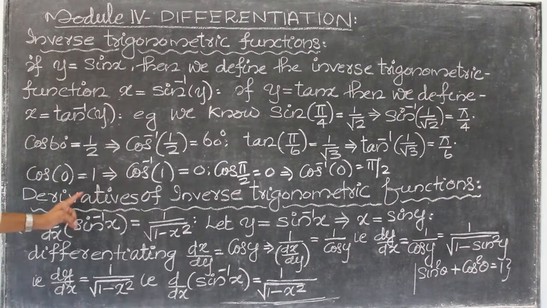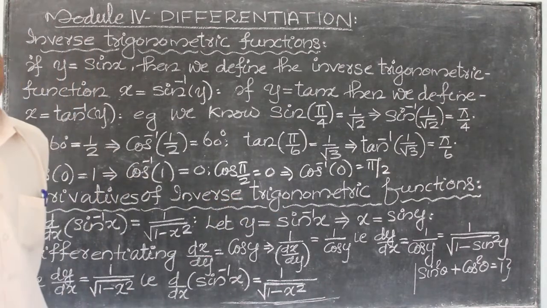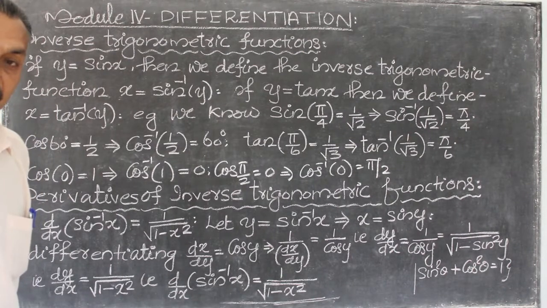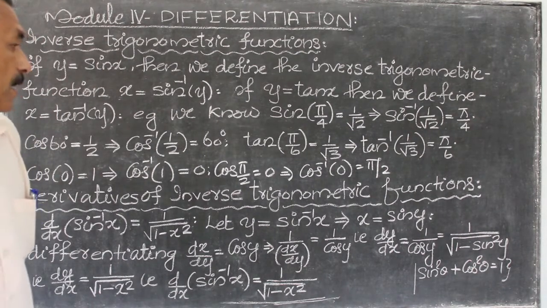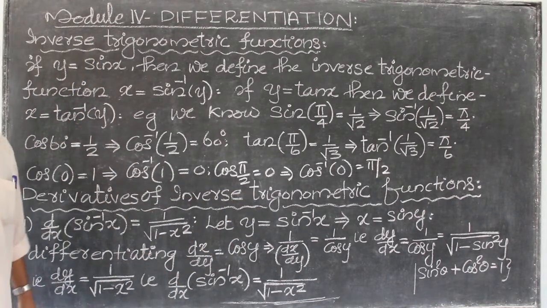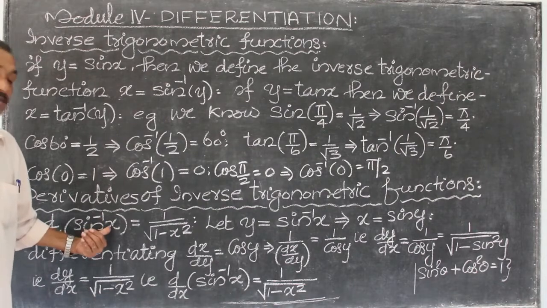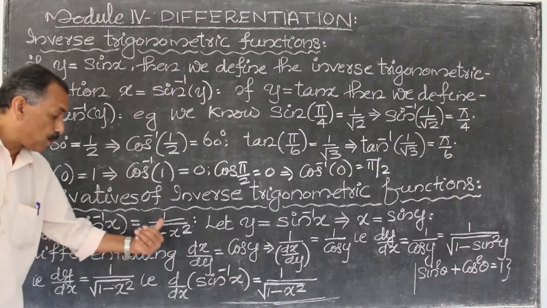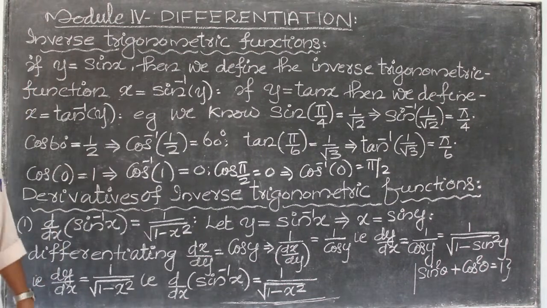Next we consider derivatives of inverse trigonometric functions. That is, derivatives of inverse trigonometric functions means the derivative of sin inverse x, cos inverse x, tan inverse x, etc. Consider that y is equal to sin inverse x. The derivative of sin inverse x is equal to 1 divided by root of 1 minus x square.